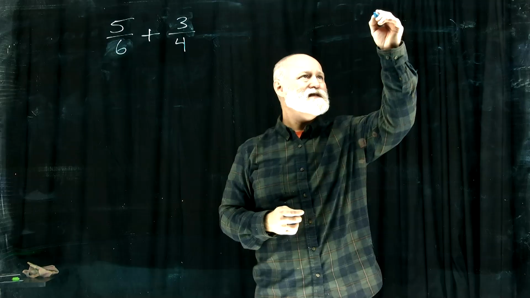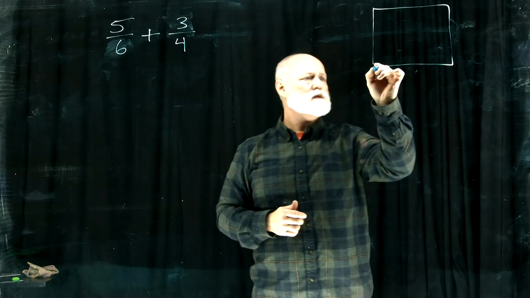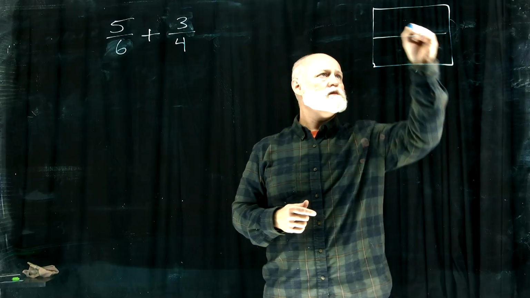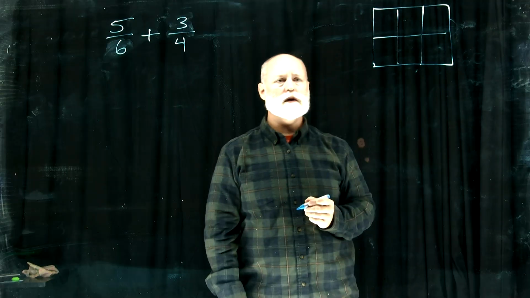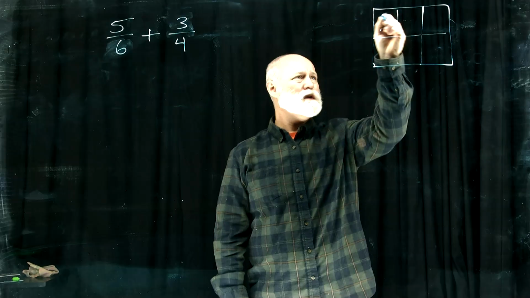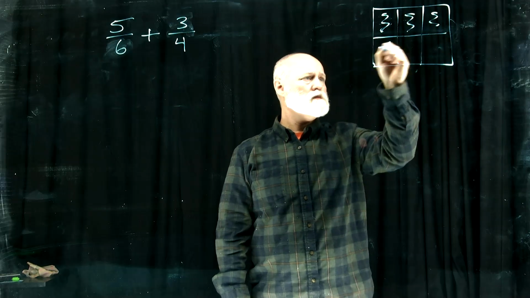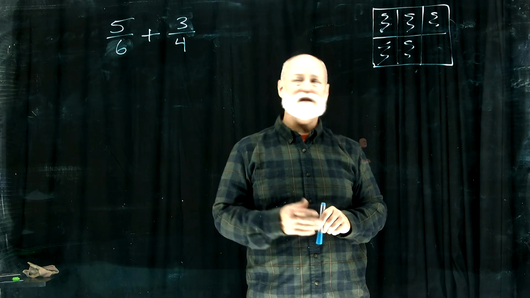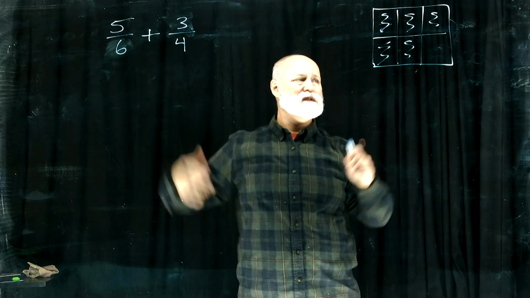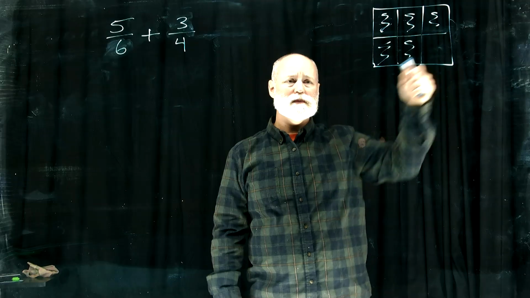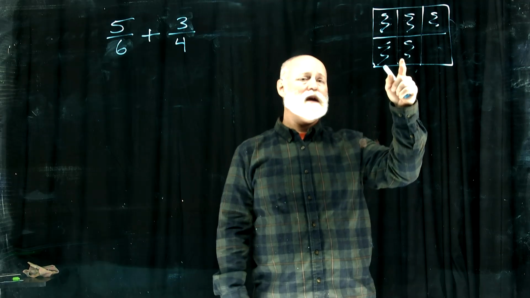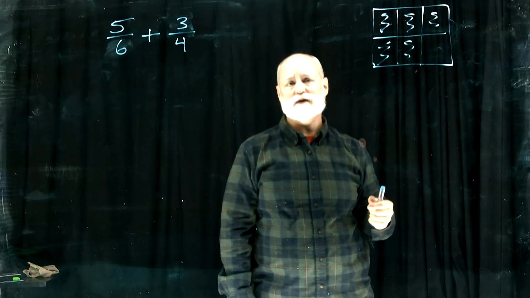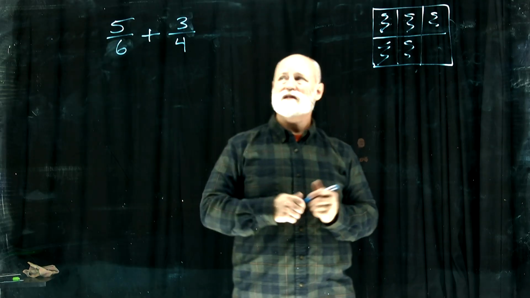Let's think of this in terms of a rectangle, and I have 6 of them. I am now going to point out that we have 5 of those pieces. So what does it mean to have 5/6? It means that we took a whole, broke the whole up into 6 parts, and we have 5 of those parts. So we have 5 pieces of 6 parts. That's 5/6. So let's look at 3/4.